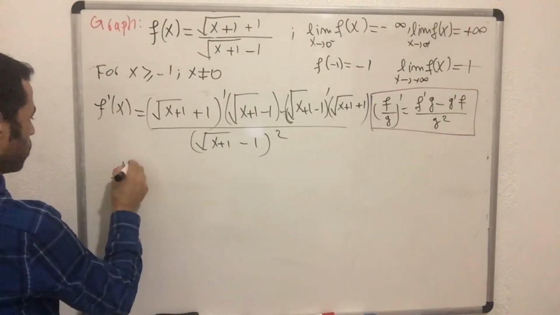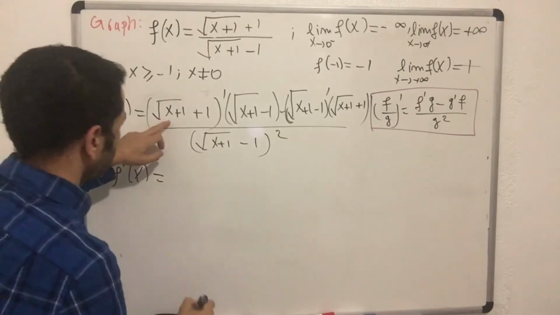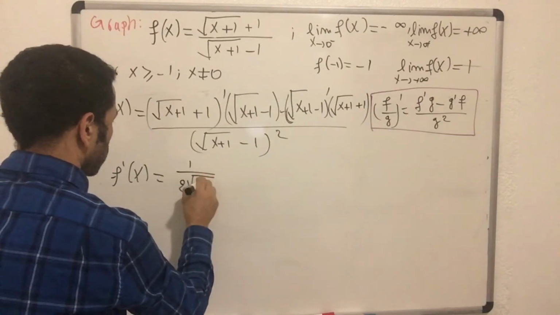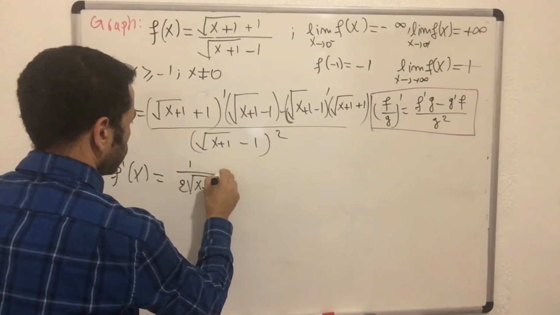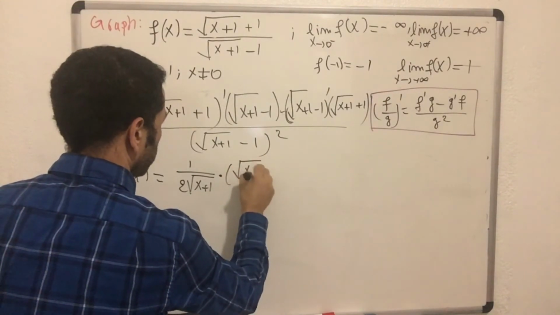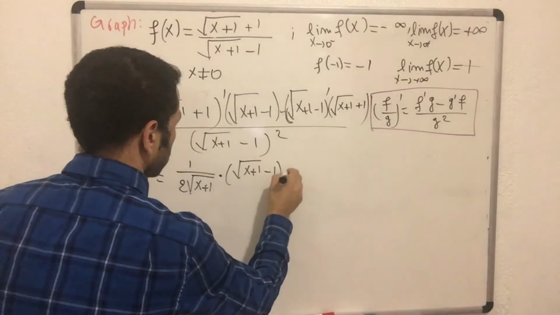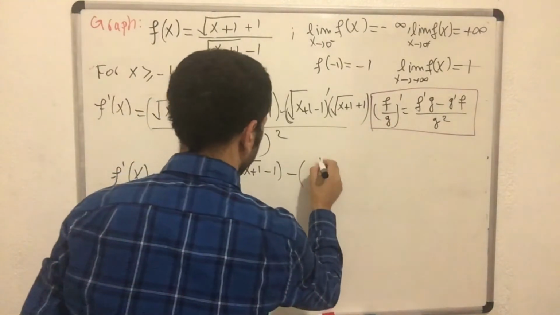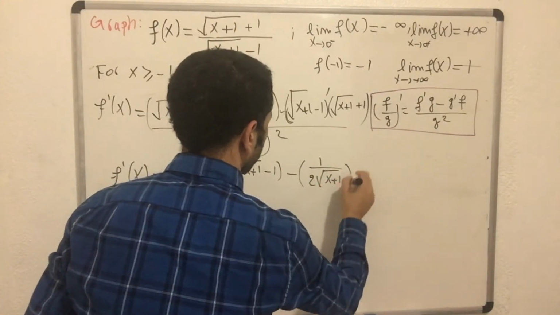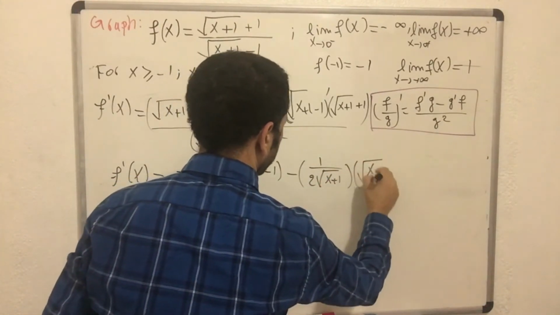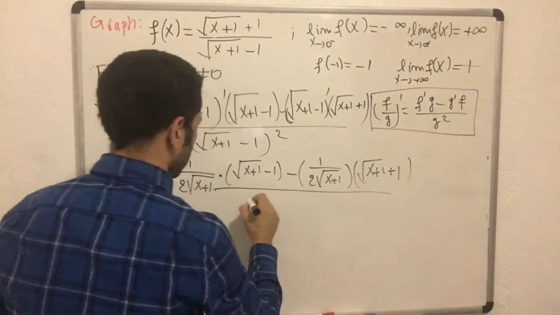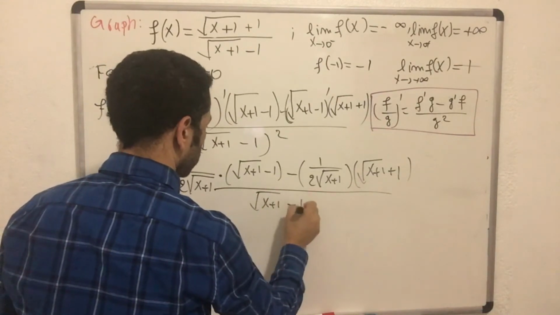So for f prime of x, what's the derivative of this one? 1 over 2 times the square root of x plus 1, multiplied by this one, the square root of x plus 1 minus 1, minus this one, the same thing, 1 over 2 times the square root of x plus 1, multiplied by the square root of x plus 1, right? Over the square root of x plus 1 minus 1, squared.